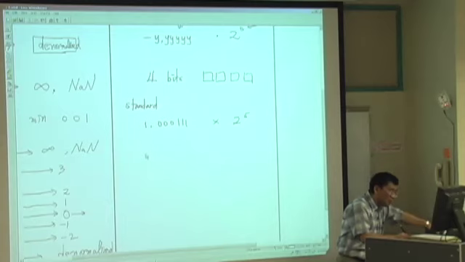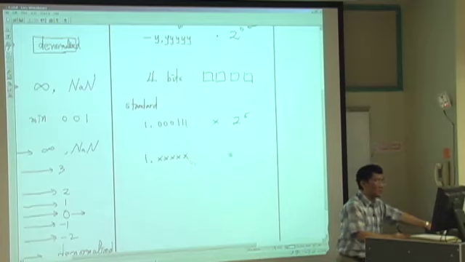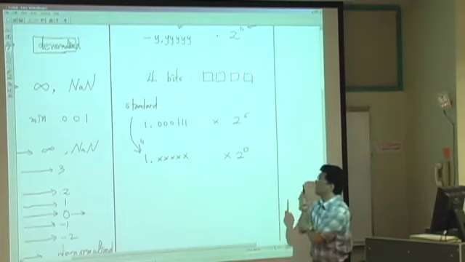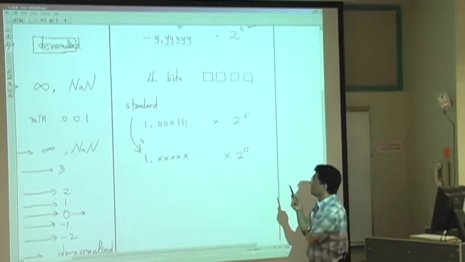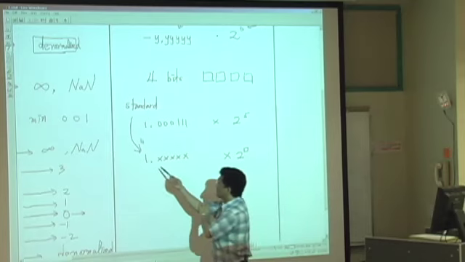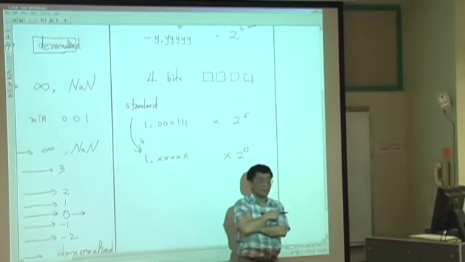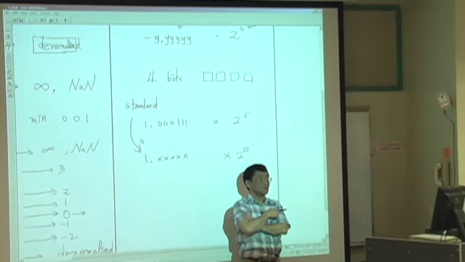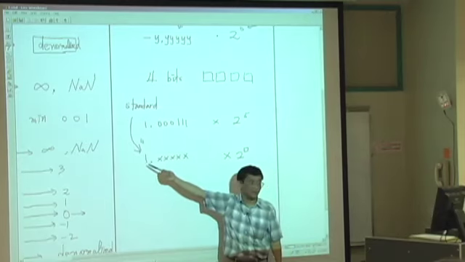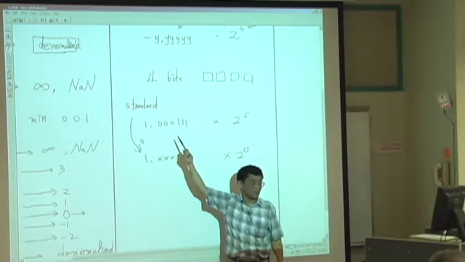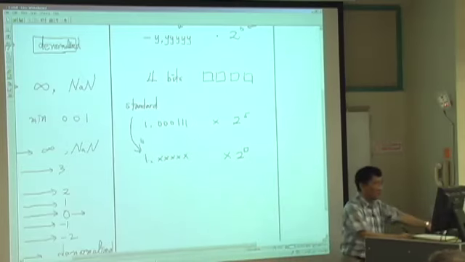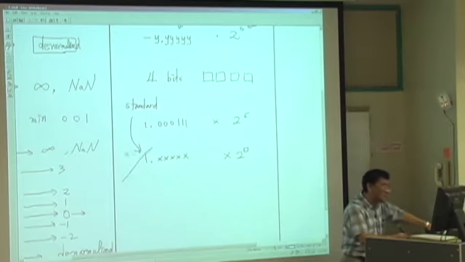We always begin with 1 point something, always begin with 1, multiplied by 2 to the power of. So let's call this standard notation. If we decide to follow this standard notation, then the starting number before this point is always 1. In other words, we don't even have to store this number anymore once it's written in standard form, because it's always 1. So we skip this number in our bit representation, and we just represent these bits.